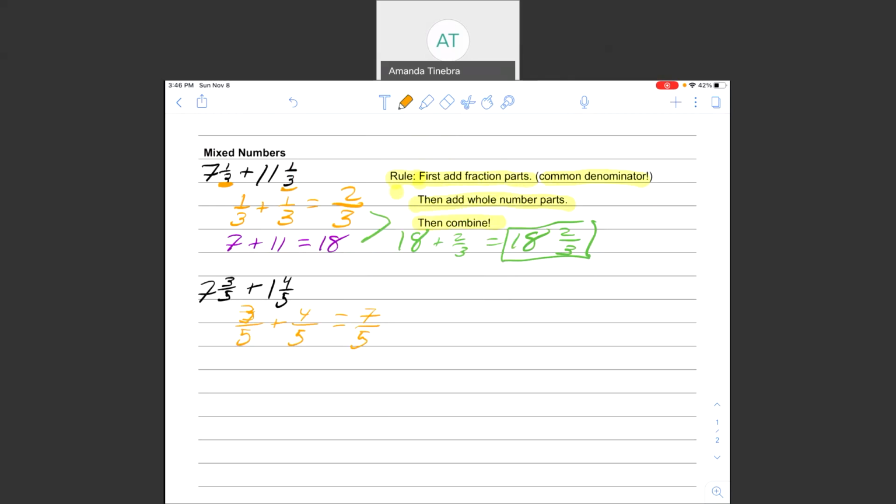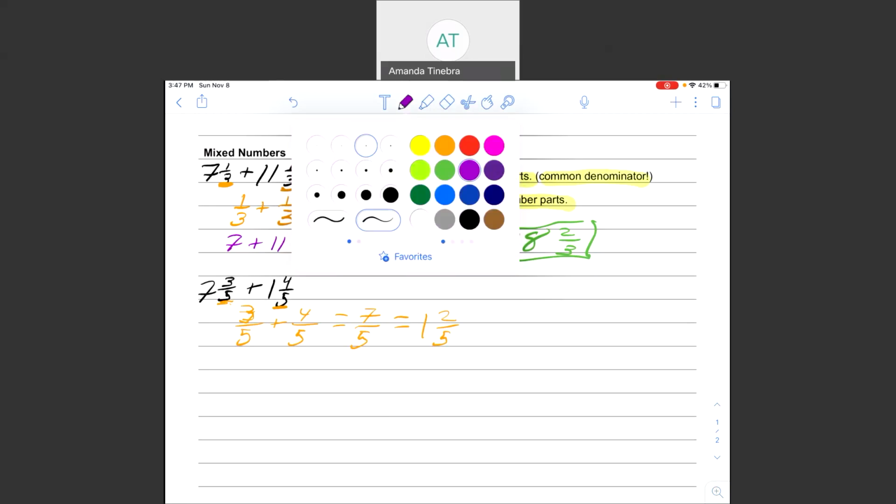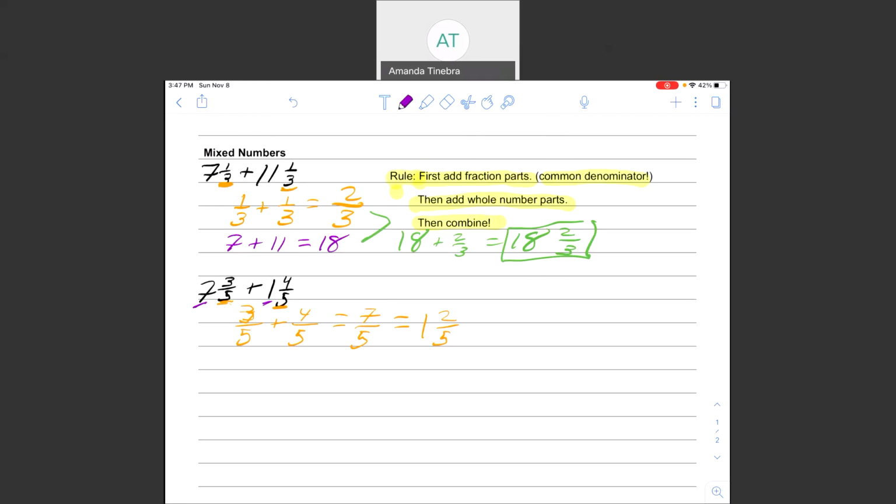If I turn that into a mixed number, because I always want to do that, that gives me 1 2/5. Now, I've only added my fraction parts here. I still need to add my whole number parts, the 7 and the 1. So I'll still do that. 7 plus 1, that equals 8. The final step now is to combine. So I have 8 and I have 1 2/5. So to combine these, I add the whole numbers together, giving me 9. And my fraction part just goes there. So really what I'm just doing is I'm breaking this down into 2 addition problems and combining my answers.